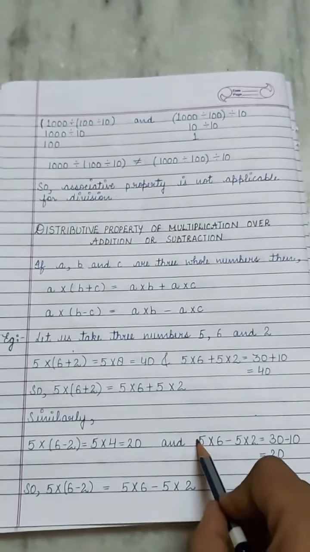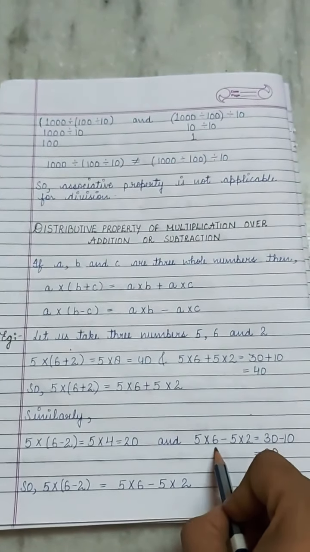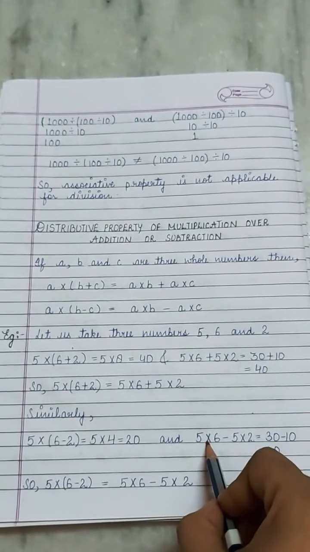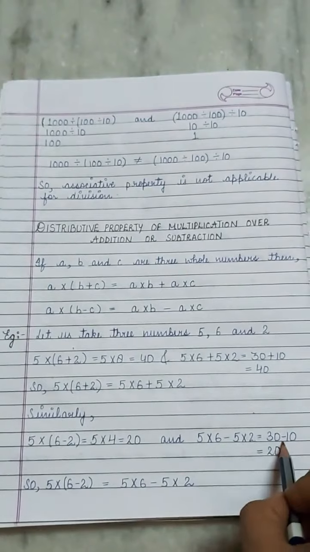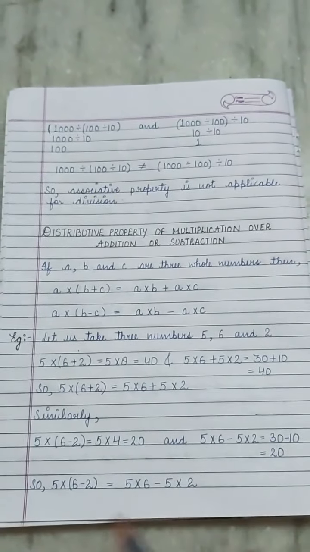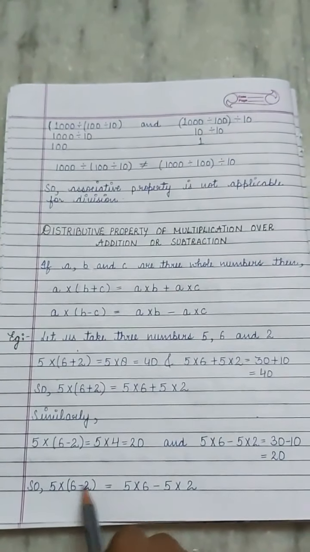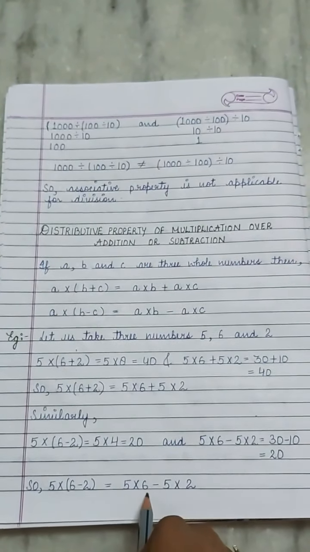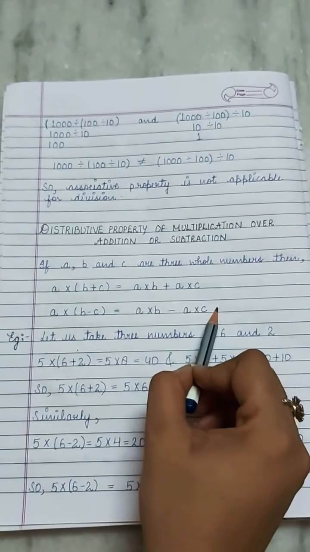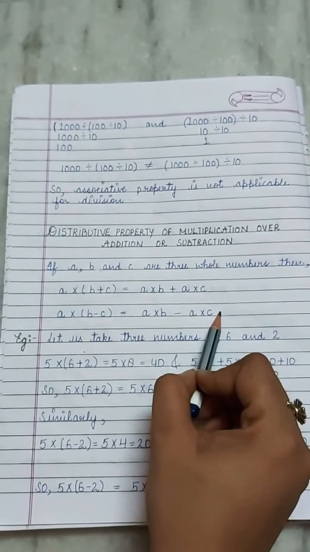Then we will solve this part. Now A into B, so 5 into 6, minus A into C, 5 into 2. Multiplication we will solve first of all. 5 into 6, 30, minus 5 into 2, 10. 30 minus 10, 20. दोनों का रिजल्ट कैसा आया? सेम आया. So 5 into bracket 6 minus 2 is equal to 5 into 6 minus 5 into 2. And this is known as the distributive property of multiplication over subtraction.